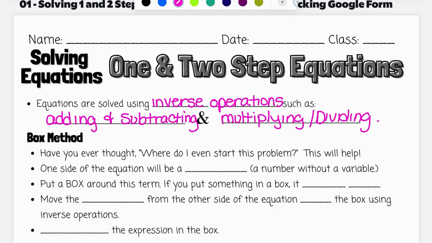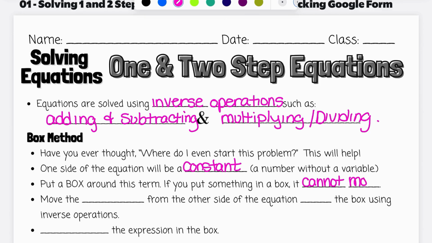Have you ever thought, where do I start a problem? My box method will help. One side of the equation on today's notes is going to be a constant, which just means a number that does not have a variable. You're going to put a box around that term.